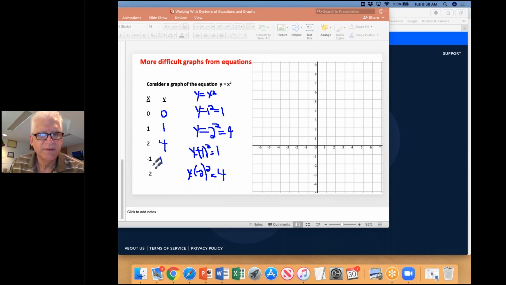So now I will plot these points, 0, 0, 1, 1, 2, 4, over 2, up 1, 2, 3, 4, negative 1, 1, and negative 2, 4. So I do not have a line. Instead, I have a graph that looks like this.